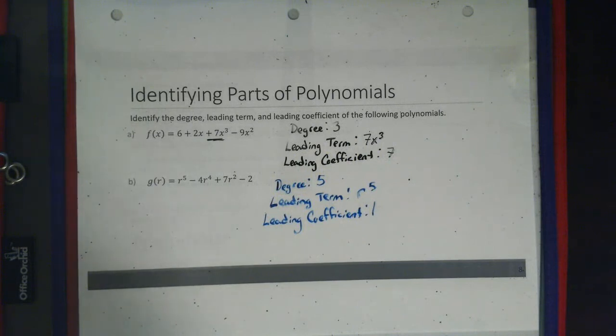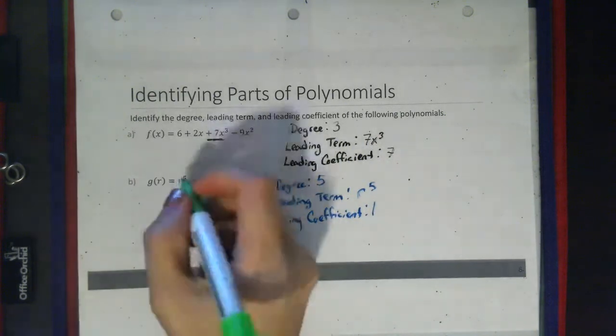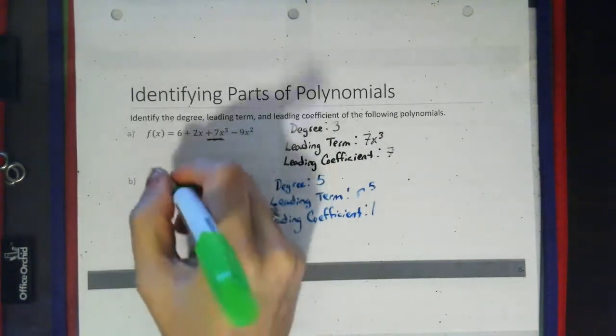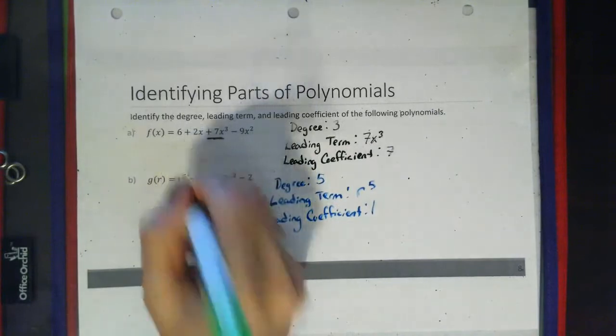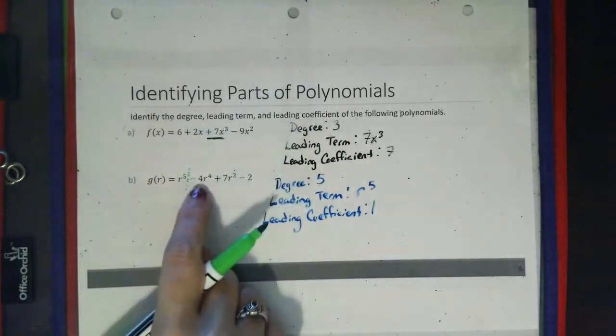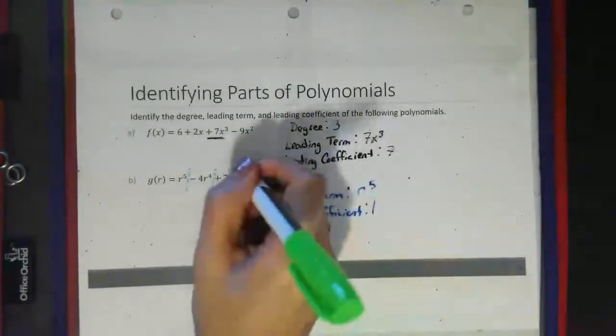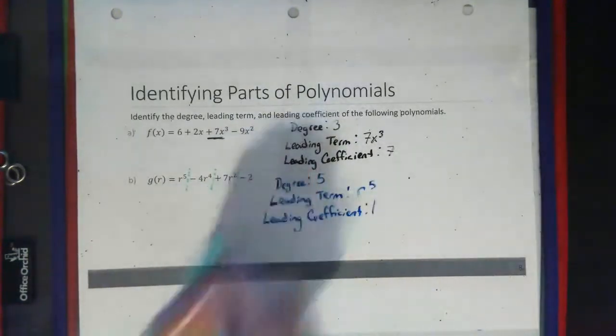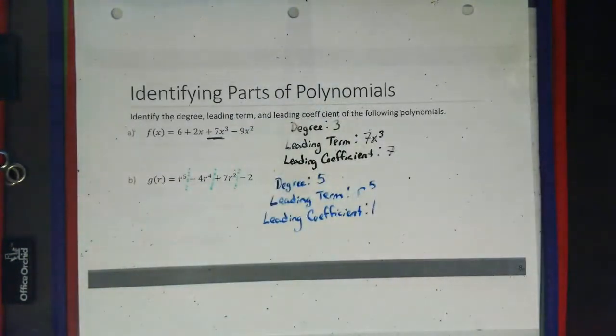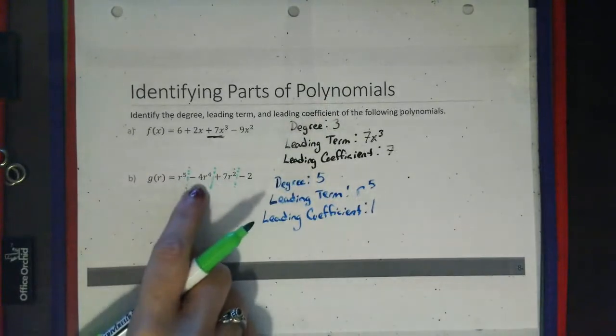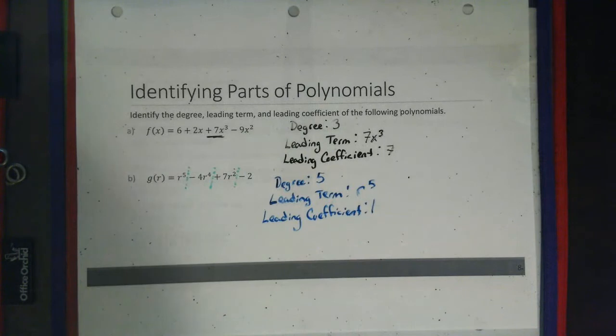These terms always start with the sign in front of them. So our first term is r to the 5th. Our second term is negative 4r to the 4th. Our next term is a positive 7r squared. And our next term is a negative 2. So the coefficient on this r to the 4th term is a negative 4. So just make sure that the sign that comes before the term stays with that term.